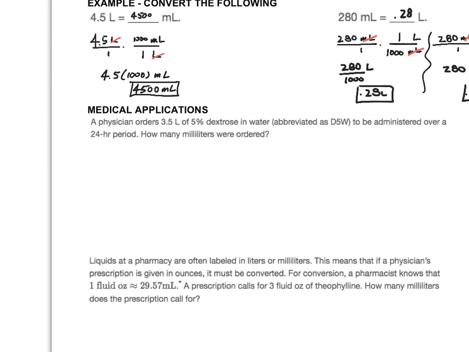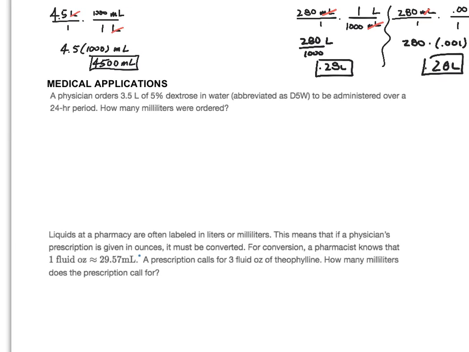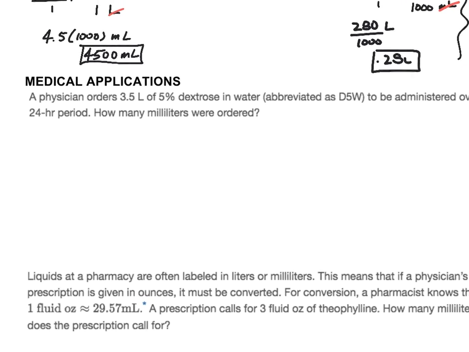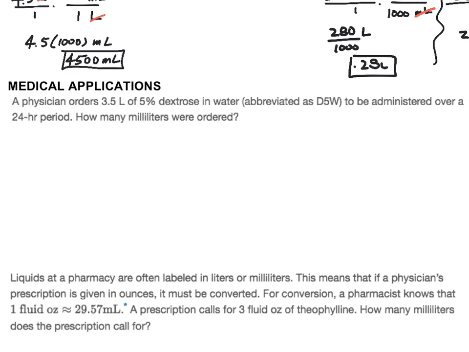All right, let's take a look at a couple of medical applications, and let's take a look at the first one. It says a physician orders 3.5 liters of 5% dextrose in water to be administered over a 24-hour period. How many milliliters were ordered? One of the things about this problem especially is that this 5% dextrose in water information is kind of just unnecessary. It just tells you what it is. But we have 3.5 liters. So 3.5 liters, how many is that in milliliters?